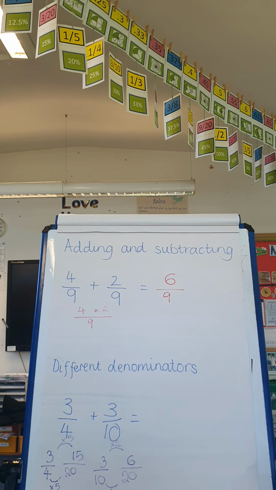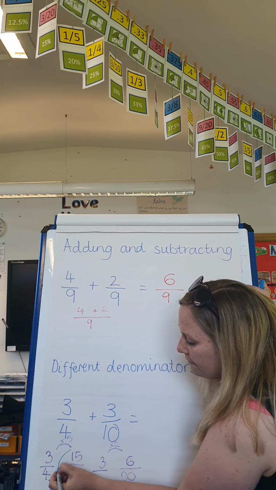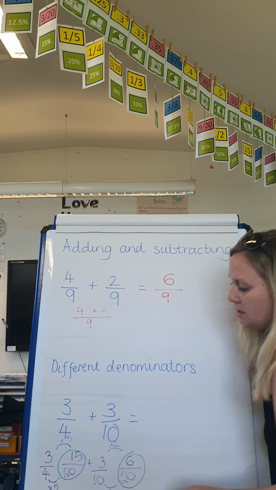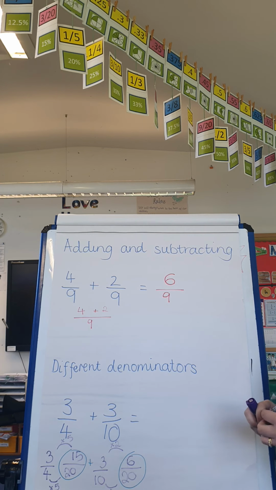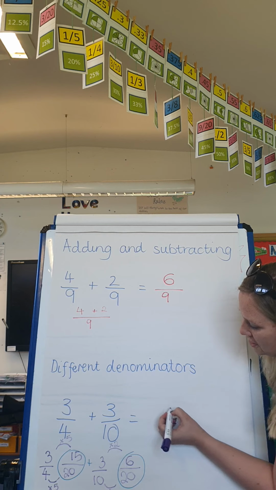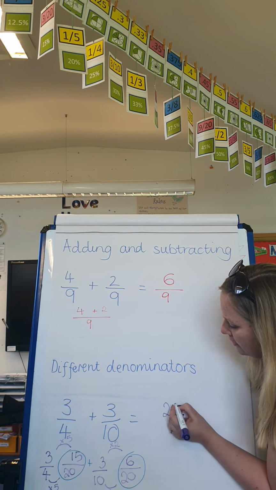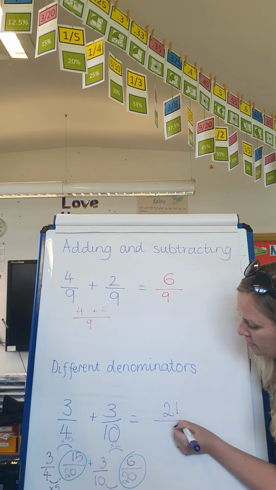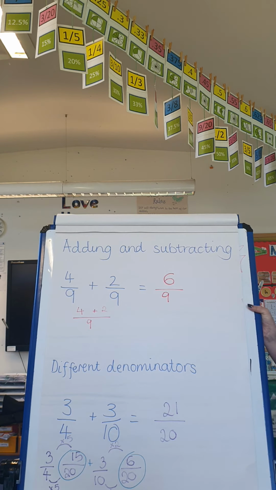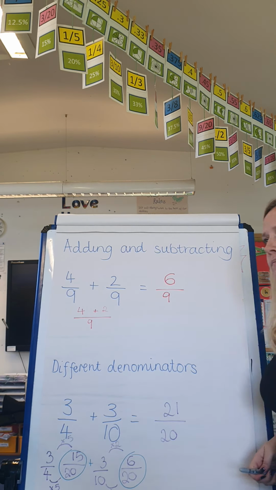Right, so now I've got 15, I'm going to circle that so it looks a bit neater. So I've got 15/20 add 6/20. So 15 add 6 is 21. Oh, we're moving into improper fraction territory. We'll go through that later. That'll be another video. But essentially, I'm going to leave it.